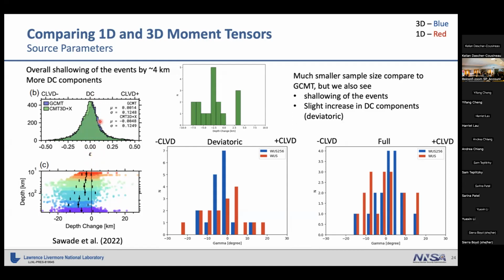Although we have a much smaller sample size compared to GCMT, we also see the shallowing of the events if you look at the depth changes. As I was doing inversion, I noticed that our events also shifted to the shallower part of the crust. And then we also see a slight increase in DC components. It's more obvious in the deviatoric. The red are the 1D solutions, and the blue are the 3D solutions. So even though it's a much smaller sample size, we seem to be fitting the other trends that people are seeing in GCMT.